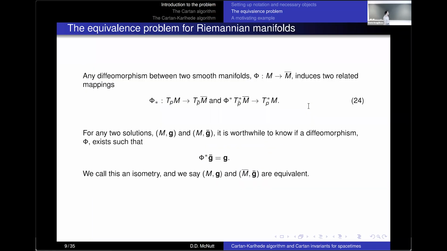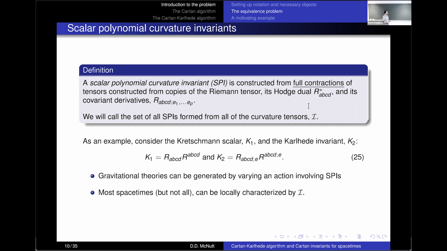So I'm going to motivate a simple example. I'm going to go to Riemannian geometry with a Riemannian signature and talk about scalar polynomial curvature invariants. That's a mouthful, so I will say SPIs for that. And in Riemannian signature, if you want to characterize a manifold, you generate all of the SPIs you can possibly generate, and those locally characterize a spacetime, a Riemannian manifold. In Lorentzian, it's a little different, but let's take the naive choice and try. So we'll work with SPIs, which are constructed from tensors built from copies of the Riemann tensor, its Hodge dual, and its covariant derivatives. And we could think of that infinite set. Presumably, we can't compute it, obviously, only in rare cases, but we'll say that that infinite set of SPIs is script I.